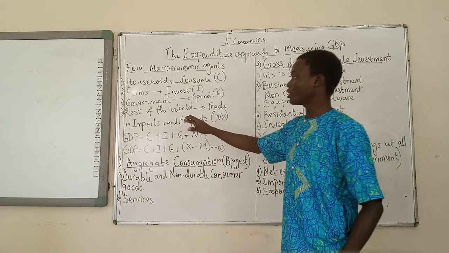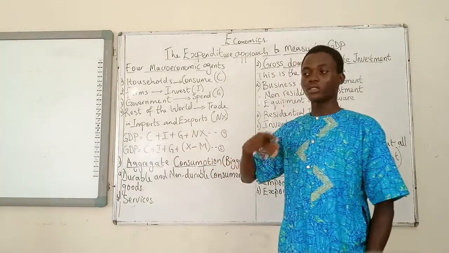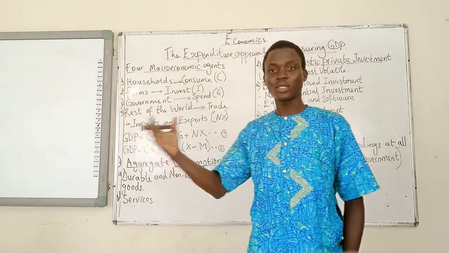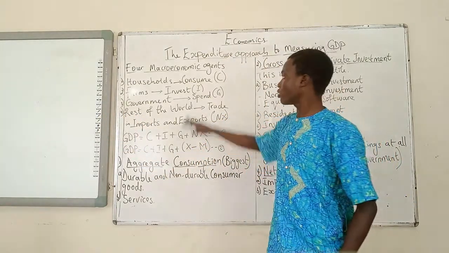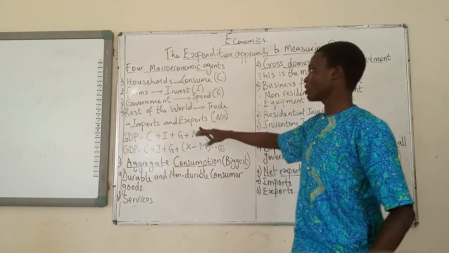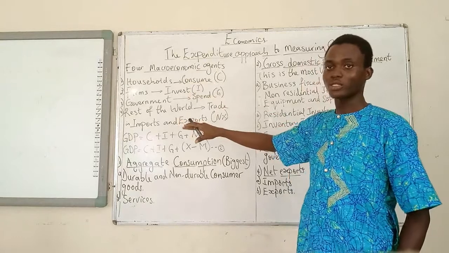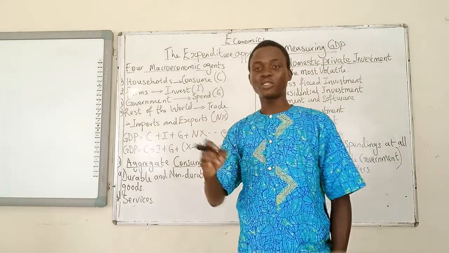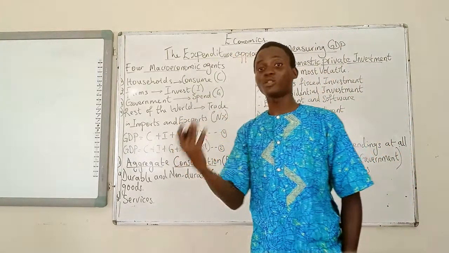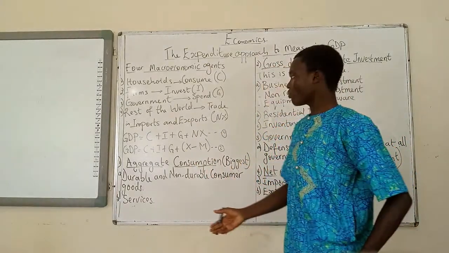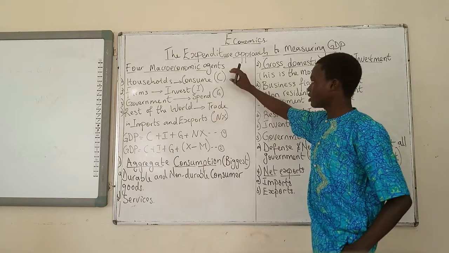And number 4, we have the rest of the world. The rest of the world is talking about the transactions that occur between foreign countries and the domestic country. So these are the 4 basic macroeconomic agents that we have in an economy. Whatever spending they do, we have to sum up all of their spendings in order to arrive at the GDP using the spending approach or the expenditure approach. Spending is the same thing as expenditure.